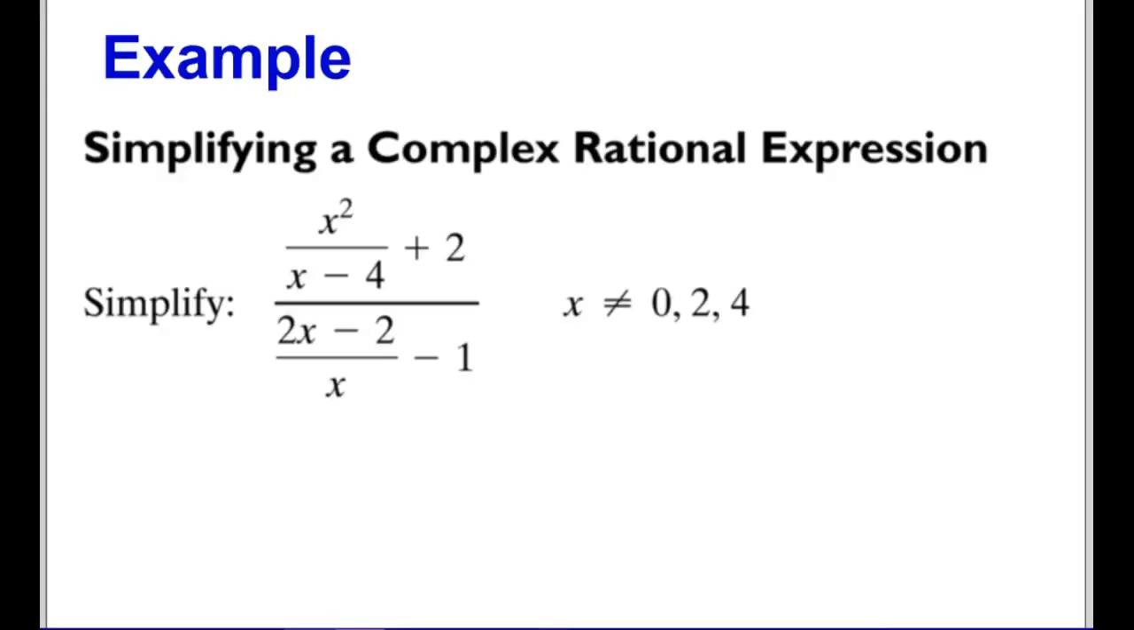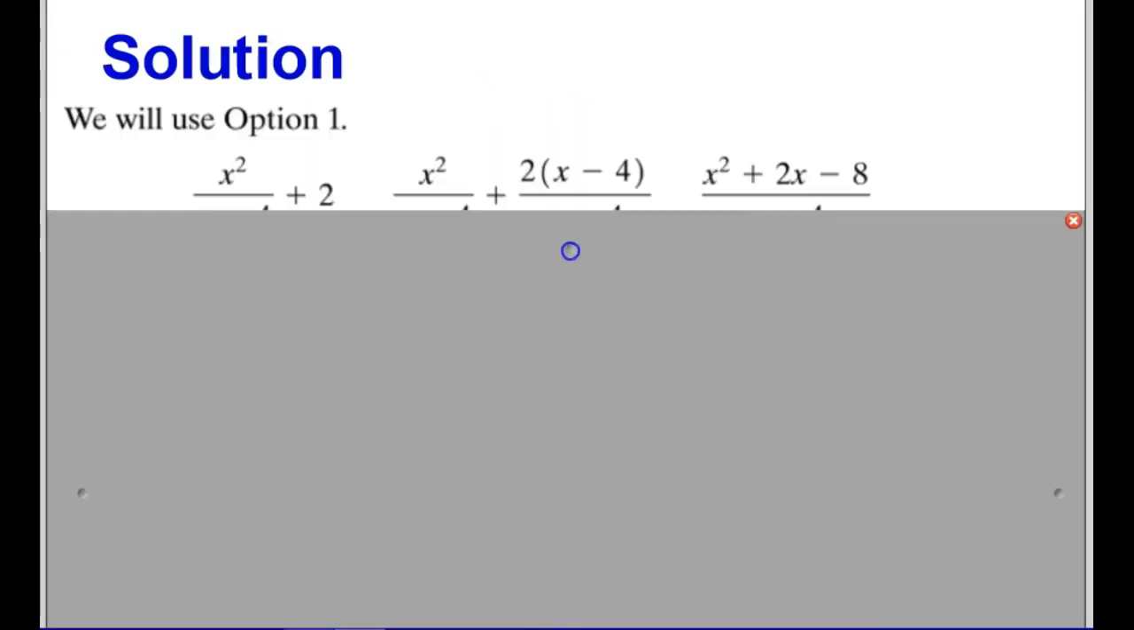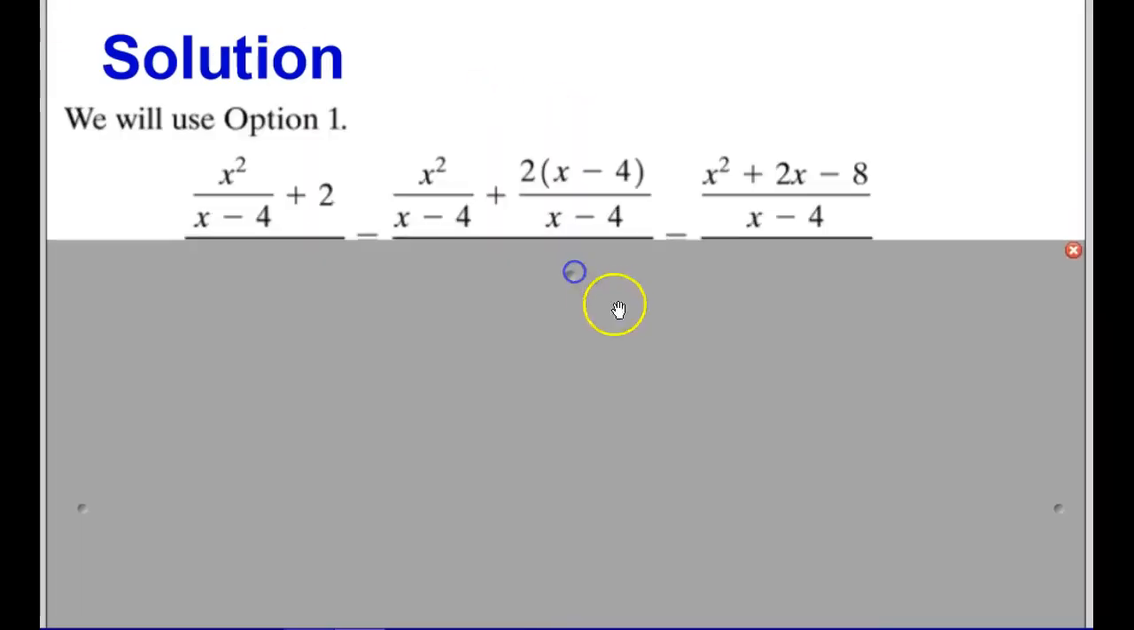Okay. So here's another example, a little bit more complicated. So here you see in the numerator and in the denominator, we're doing some operation, so we have to simplify that first. Okay. So we're going to look just at the numerator.